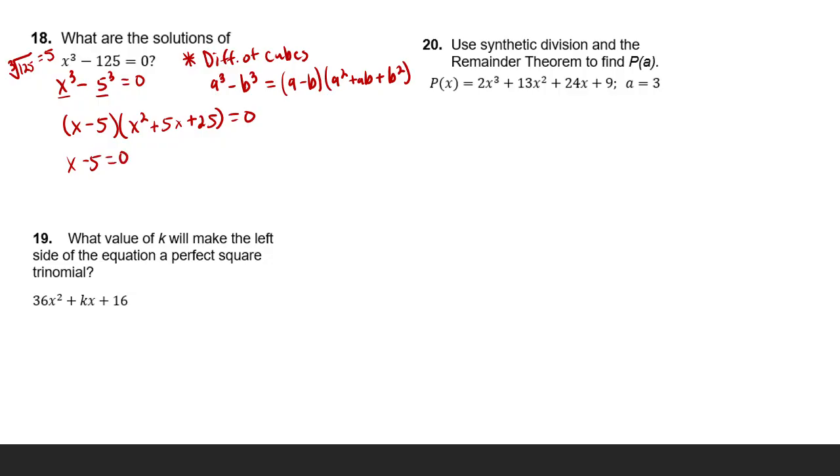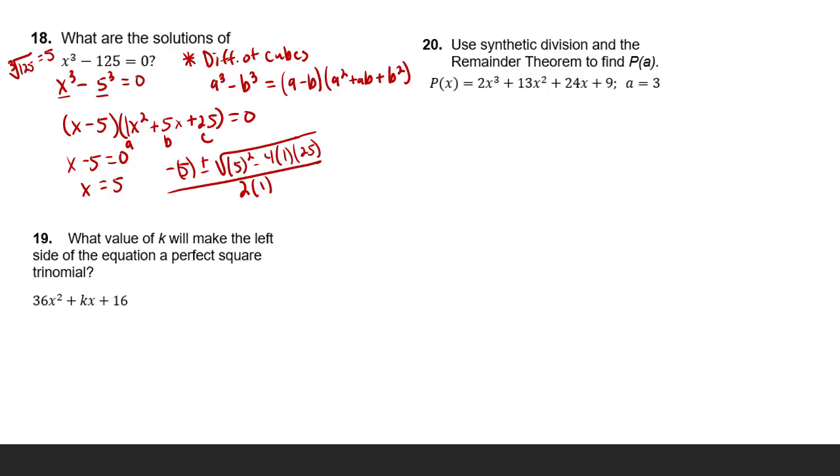So you move the 5 over and it becomes positive 5. Okay, remember for the second piece, we can only plug it into the quadratic formula. So I'm going to use 1 is A, B is 5, C is 25. And so we're plugging in the opposite of B, so the opposite of 5, plus minus square root of, and then we're going to do our 5 squared minus 4 times our 1 times our 25 all over 2 times our 1.